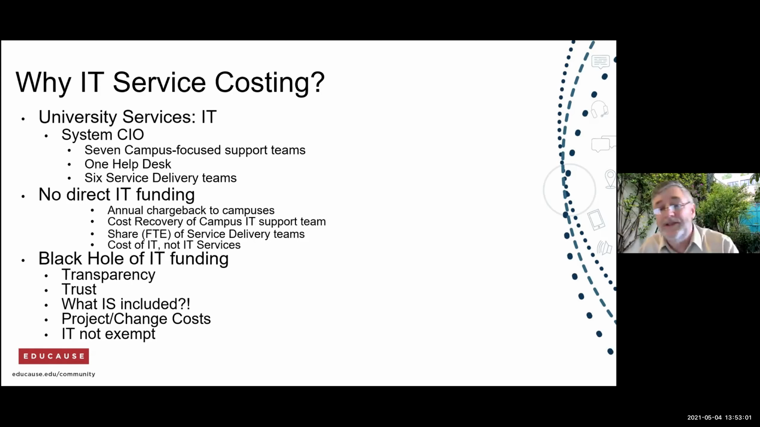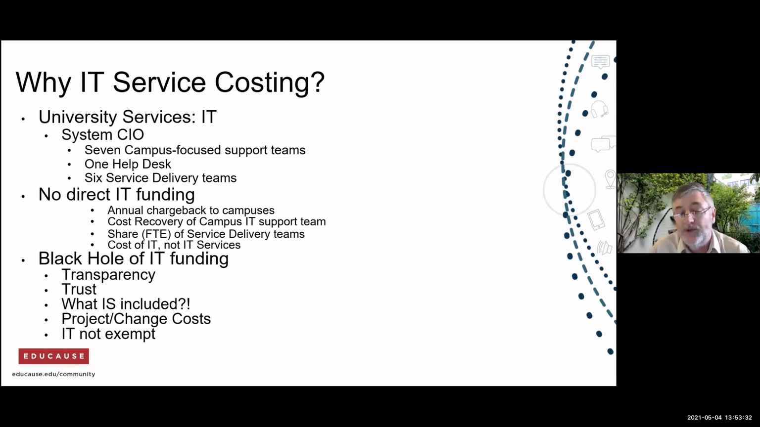So why IT service costing? First, a little bit about IT in the University of Maine System. The system is 7 campuses and a law school. About 8 years ago, as part of cost savings, we restructured several university service areas such as HR, facilities, procurement, finance, and IT into system-wide teams. For IT, we now have 1 CIO with 7 campus-based IT support teams, 1 help desk, and 6 service delivery teams such as custom enterprise applications, network, and classroom technology.